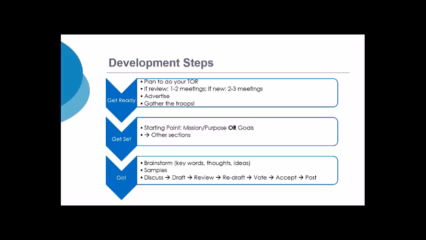I'd say start with either your mission purpose statement or your goals. Those are the pieces that provide you with a lot of direction, but also tend to take the most amount of time. So you could start with your mission and purpose or your goals, then move on to the other sections. You can start by brainstorming. Keywords, thoughts, ideas, phrases that really stand out to you, something you want to include. Put those up on post-it notes, put them on the wall, use a flip chart, arrange things, talk it over.